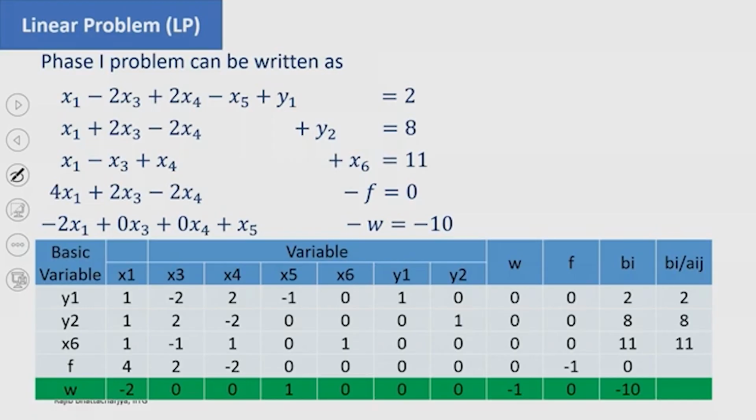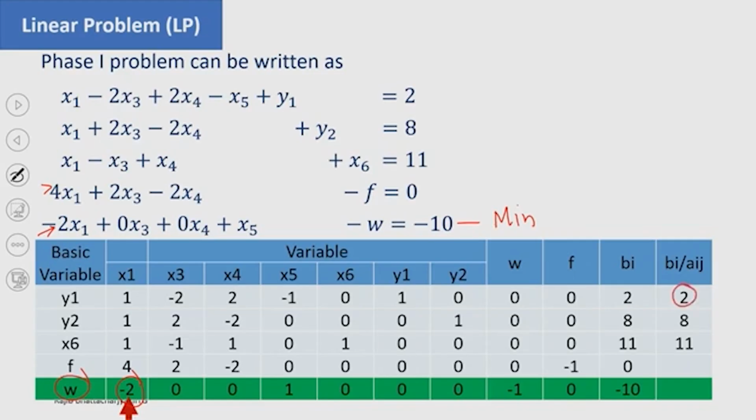So, here this is the original objective function and this is the phase 1 objective function. So, initially we will try to minimize this objective function. Okay. So, if I do that, I have to look at the last row. Is there any negative coefficient? Yes, this is the negative coefficient. So, therefore, x 1 is the entering variable. So, x 1 will enter into the basis.